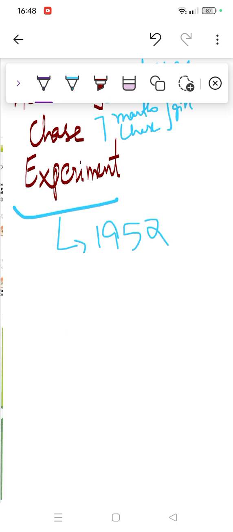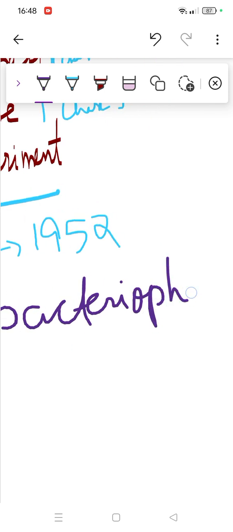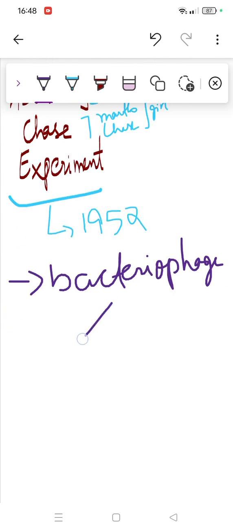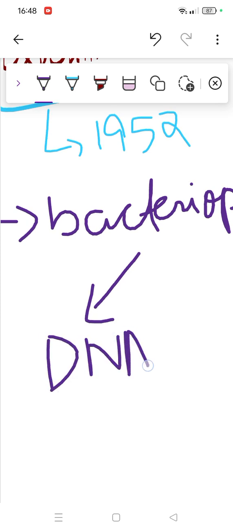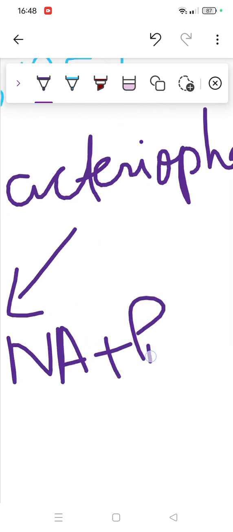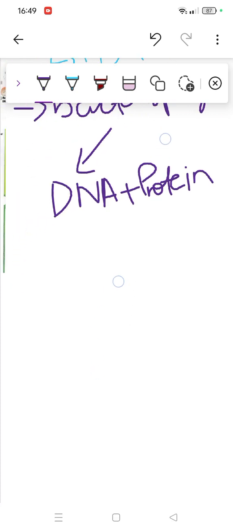Then they took bacteriophage for the experiment to identify DNA as the genetic material. Why did they take bacteriophage? Because its composition is quite similar to a chromosome, which is made up of DNA plus protein. Bacteriophage is also made up of DNA plus protein. That's why they took this one. Bacteriophage is simply a kind of virus.